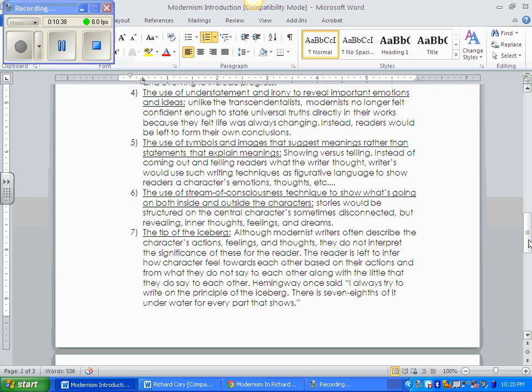The reader is left to infer how a character feels towards each other based on their actions and from what they do not say to each other, along with the little that they do say to each other. In other words, it's this idea that you have to read between the lines. So when you are in a relationship and you ask your significant other, what's wrong? Well, sometimes they'll say nothing.